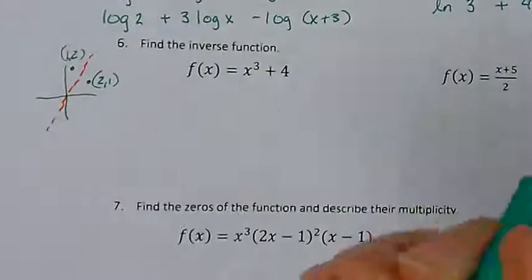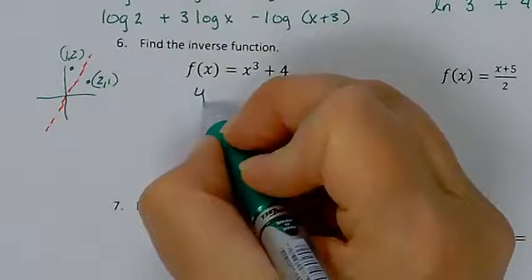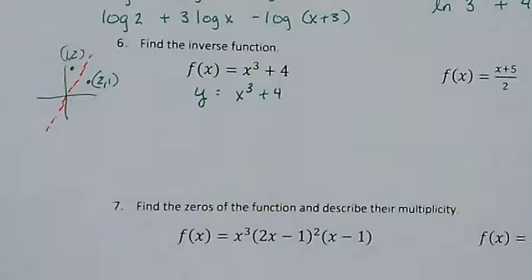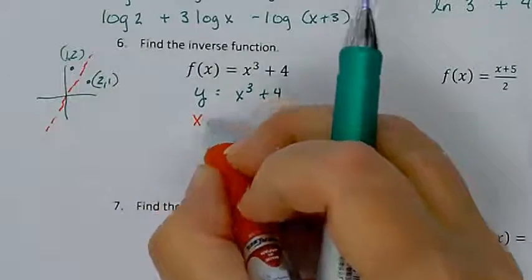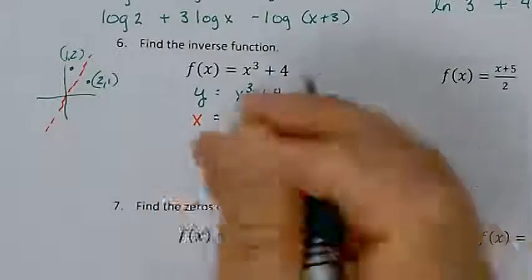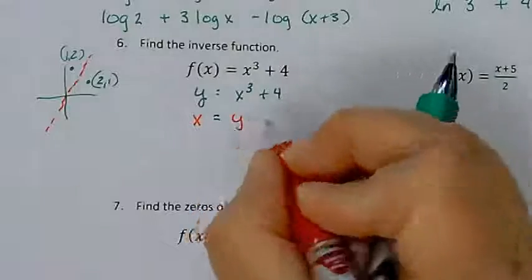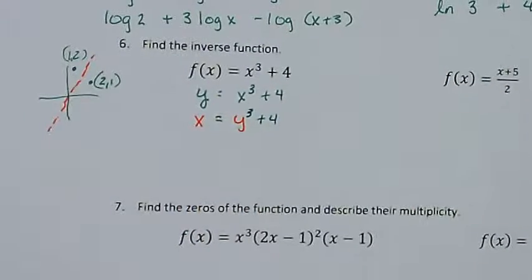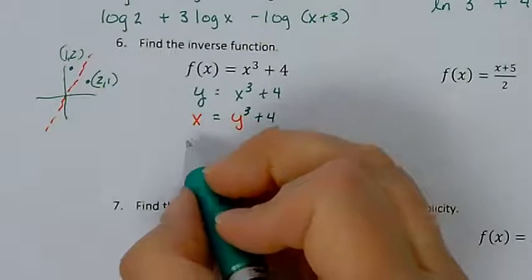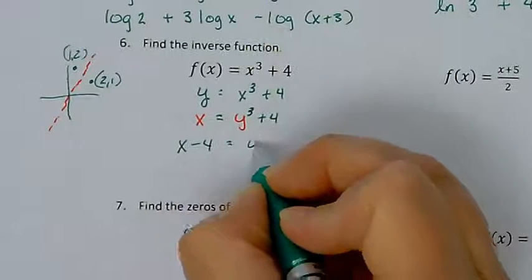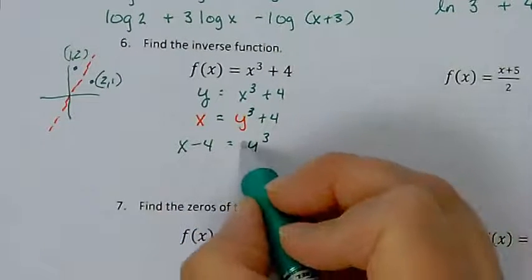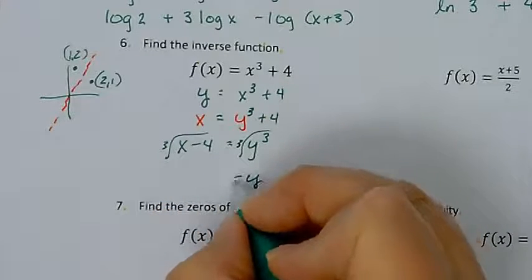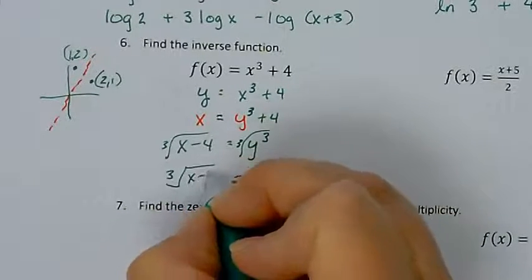So I'm going to find the inverse of this one. This already says y equals x cubed plus 4. So if I want to find the inverse, I'm going to switch x and y. And then I'm going to solve for y. So I'll start by subtracting 4. And then to get y by itself, I'm going to cube root both sides. So y equals the cube root of x minus 4.